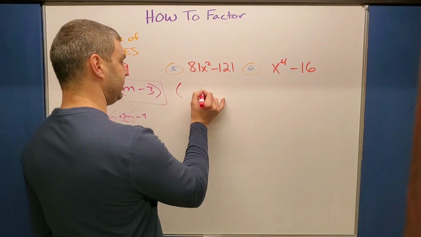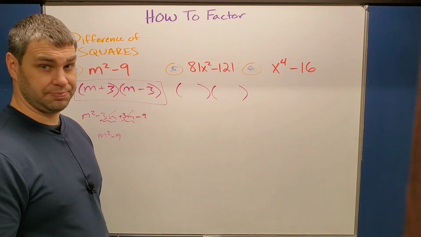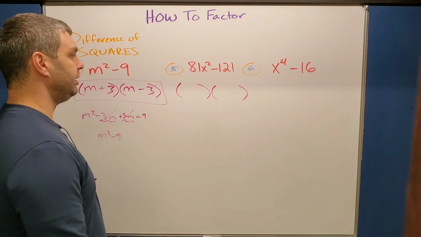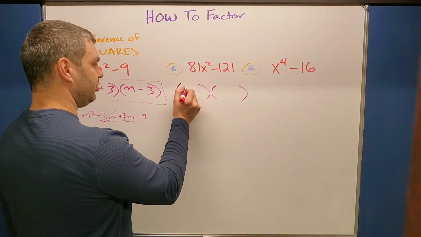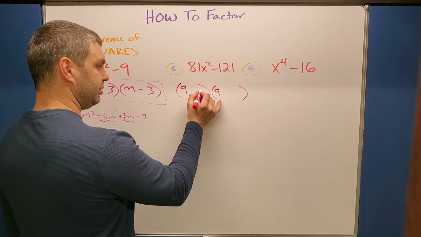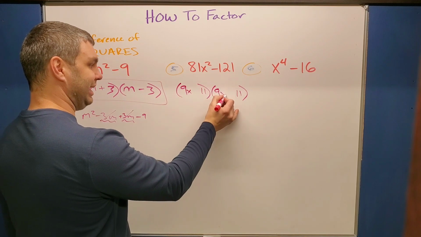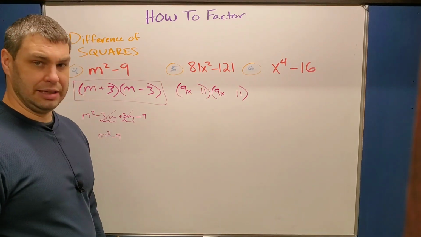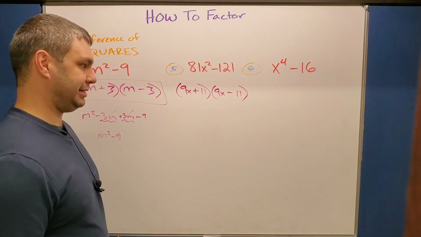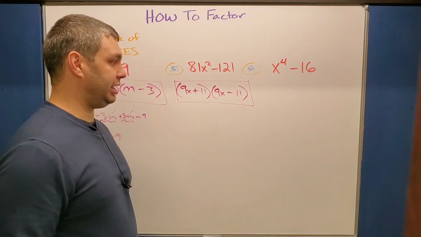So again, I'm going to start with my two sets of parentheses because I'm noticing that 81 and 121 are both perfect squares. All right, also x squared is a perfect square because it's x times x, or x squared. And what is the square root of 81? Well, it's going to be 9. And the square root of 121 is going to be 11. So I'm going to put 9s first and then 11s. And then also, this one has an x squared with it. So I need to put the x with the 9 as the x squared is with the 81. And just like before, I'm going to put one with a plus sign and the second one with a minus sign, just like that. So this is going to be 9x plus 11 times 9x minus 11.